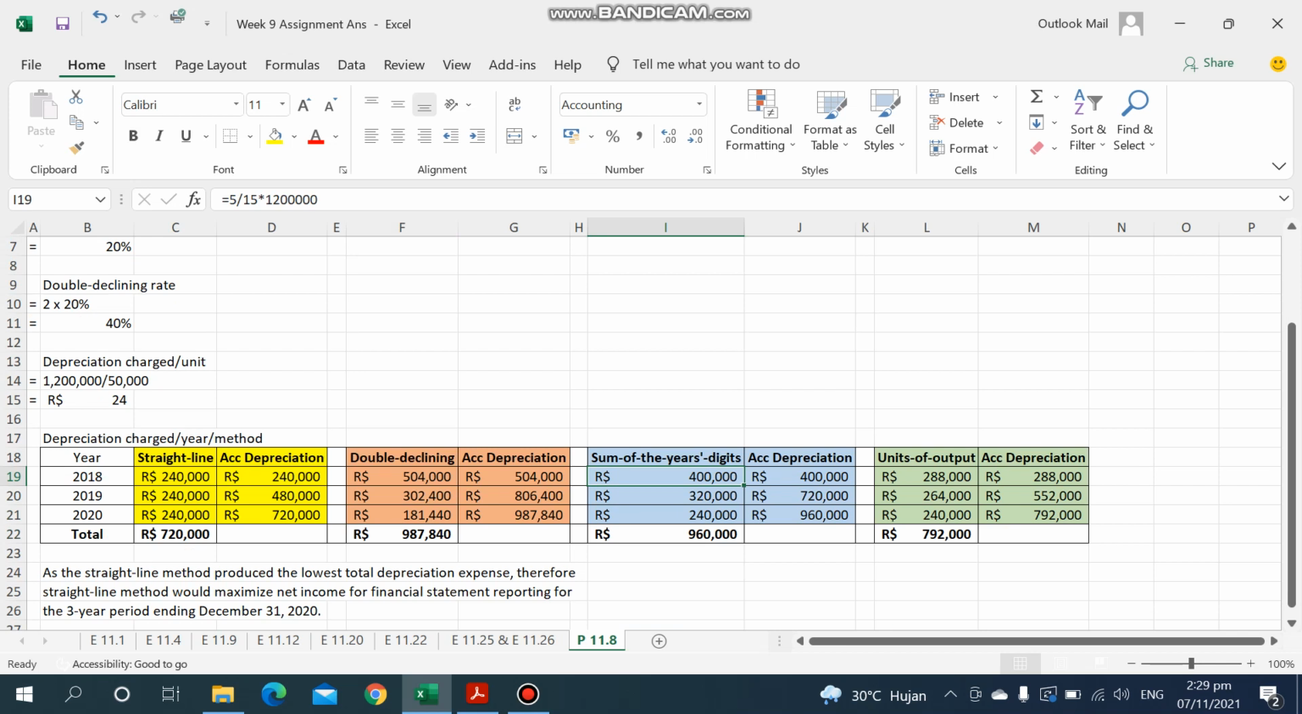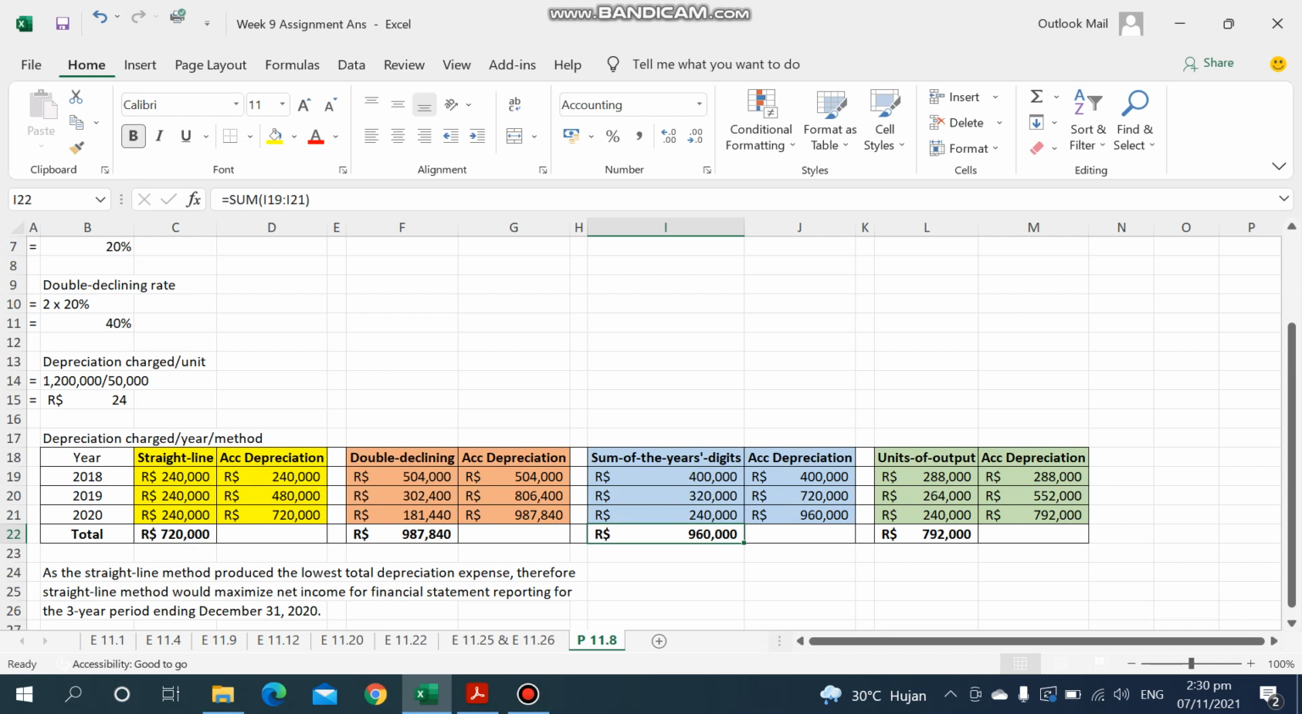And then for sum of the years digit, because this is 5 years, the denominator is 5 plus 4 plus 3 plus 2 plus 1, which is 15. So the first year is 5 over 15 times the depreciable base, 1.2 million, so 400,000. The second year is 4 over 15 times 1.2 million, it is 320,000. And then the third year is 3 over 15 times 1.2 million, which is 240,000. The total depreciation for 3 years is 960,000.